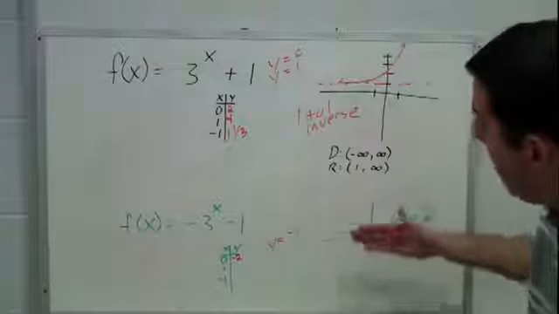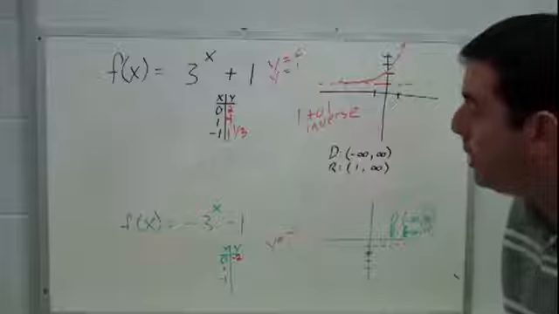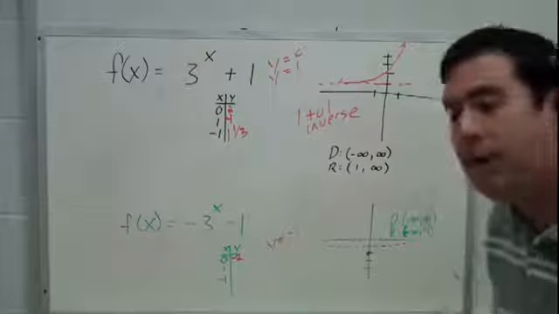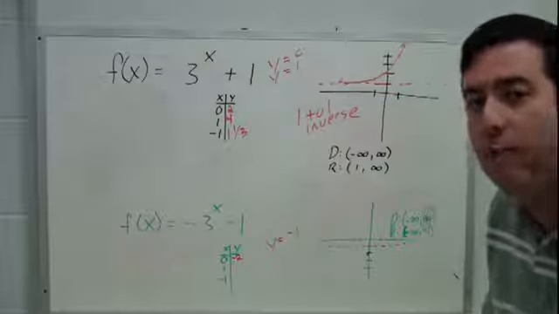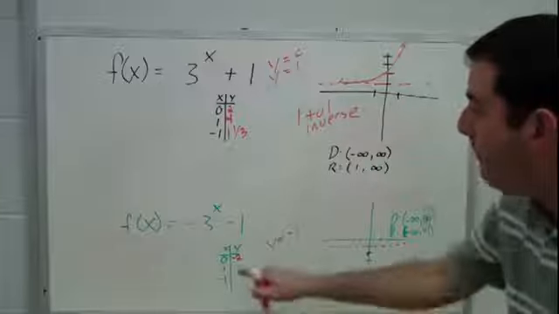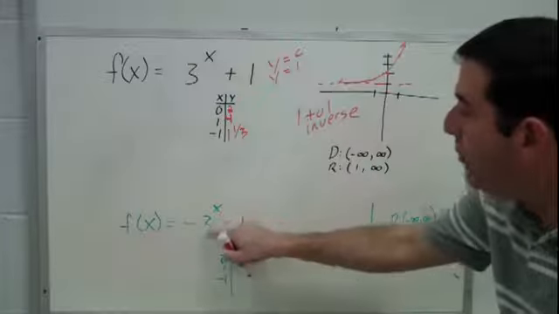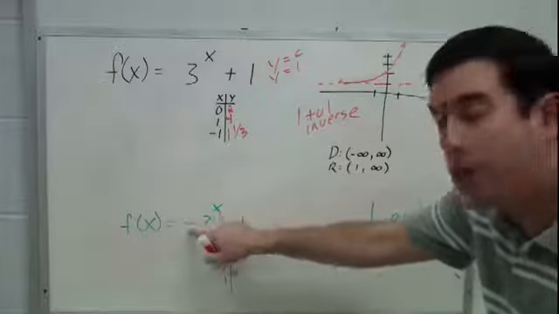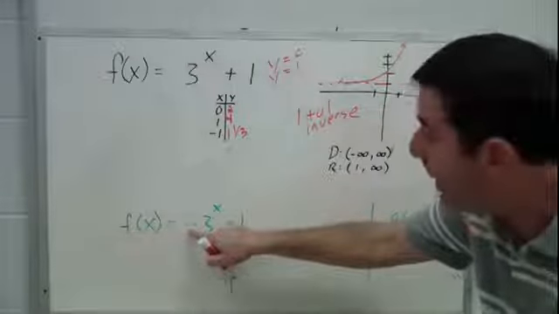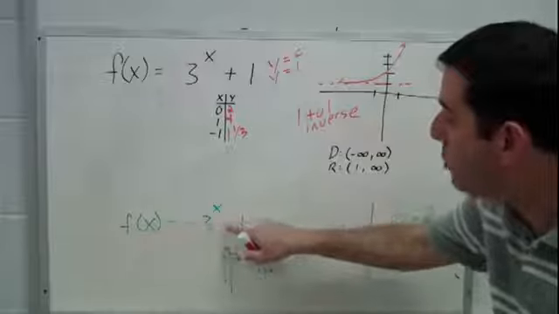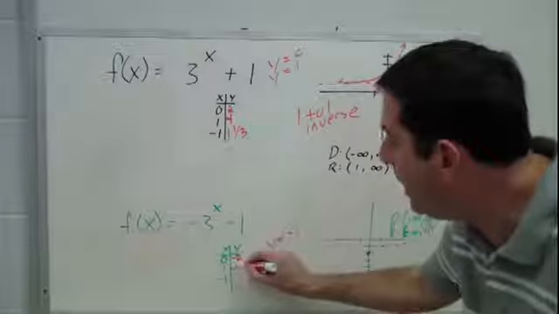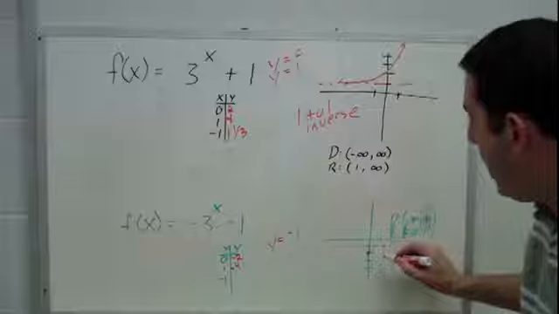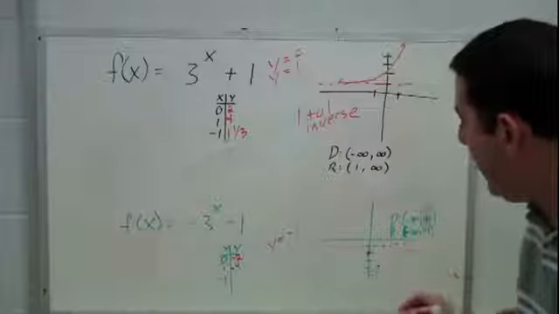This time we're down below the horizontal asymptote. This is because the negative in front gave us a reflected picture. If I take 1 and put it in, 3 to the first power would be 3. Stick the negative on, you have negative 3. And negative 3 minus 1 gives me negative 4. So 1, negative 4 is down here.